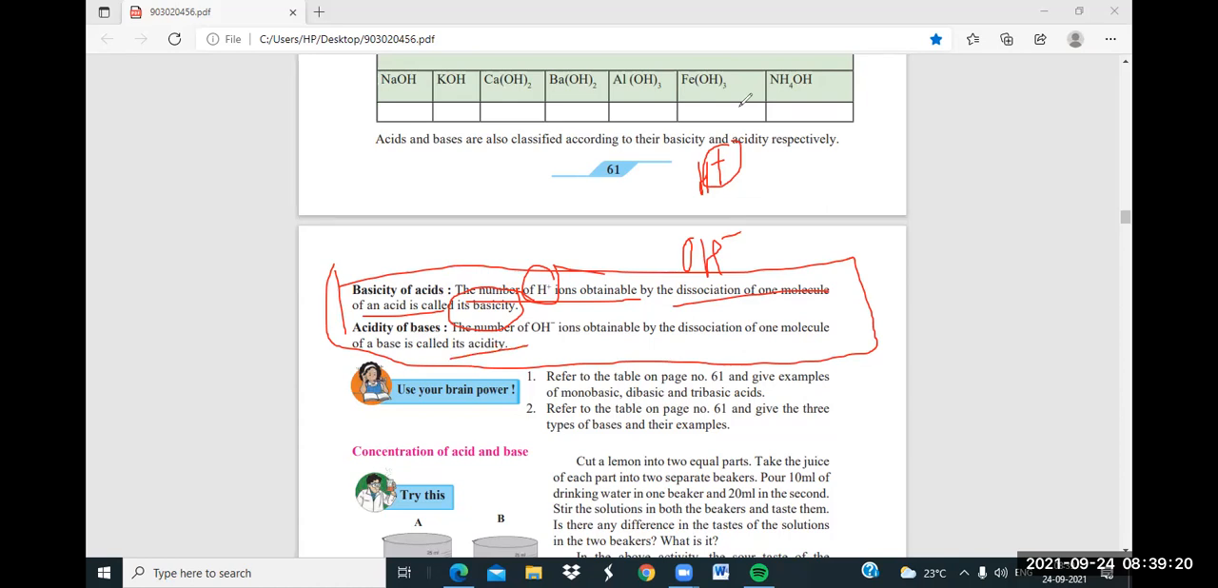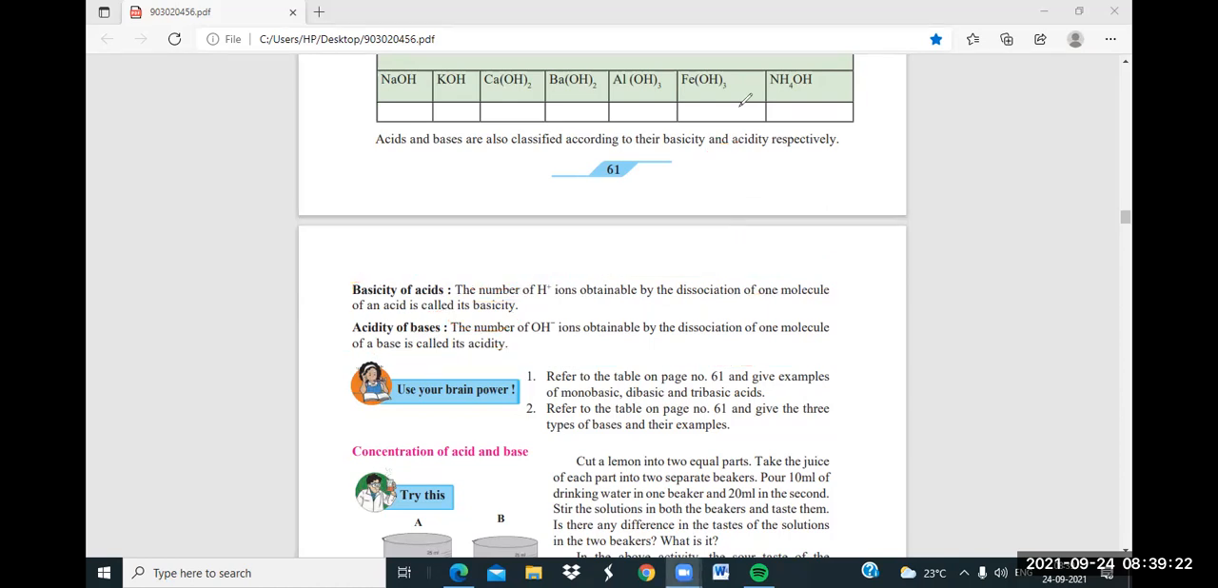Got it? Or any problem here? No, problem is not there. Got it, sir. Understood, everyone? Yes, sir.